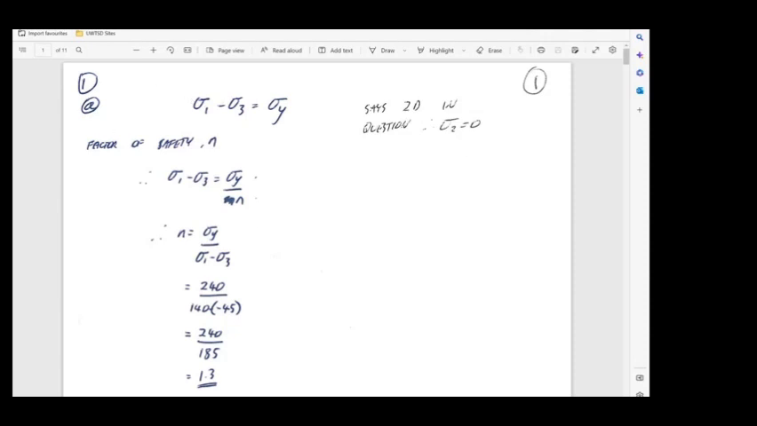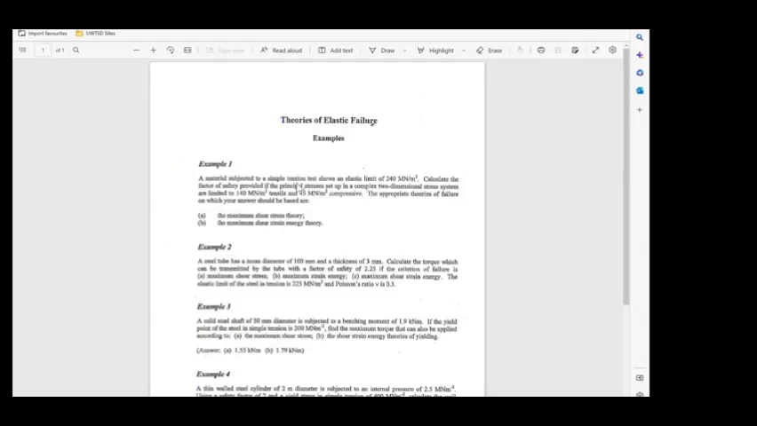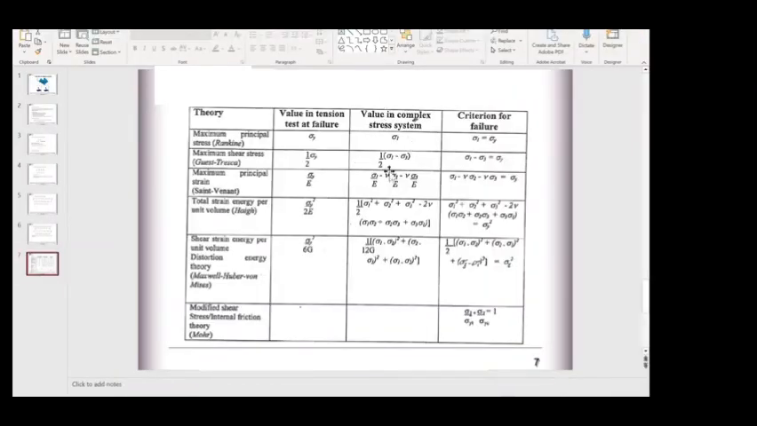So, for example, if we look at question 1, question 1 says a material subjected to a simple tensile test shows an elastic limit of 240 megapascals. So there we've got this simple one-dimensional test. Calculate the factor of safety provided if the principal stresses set up in a complex 2D stress system are limited to 140 megapascals in tension and 45 megapascals in compression. The appropriate theories of failure which your answer should be based on are the maximum shear stress theory and the maximum shear strain energy theory. Now I'm not expecting you to remember the formulas, so have a look at this table here and you can pull out the relevant formulas which the question is asking you to use. As always, I don't expect you to remember formulas.